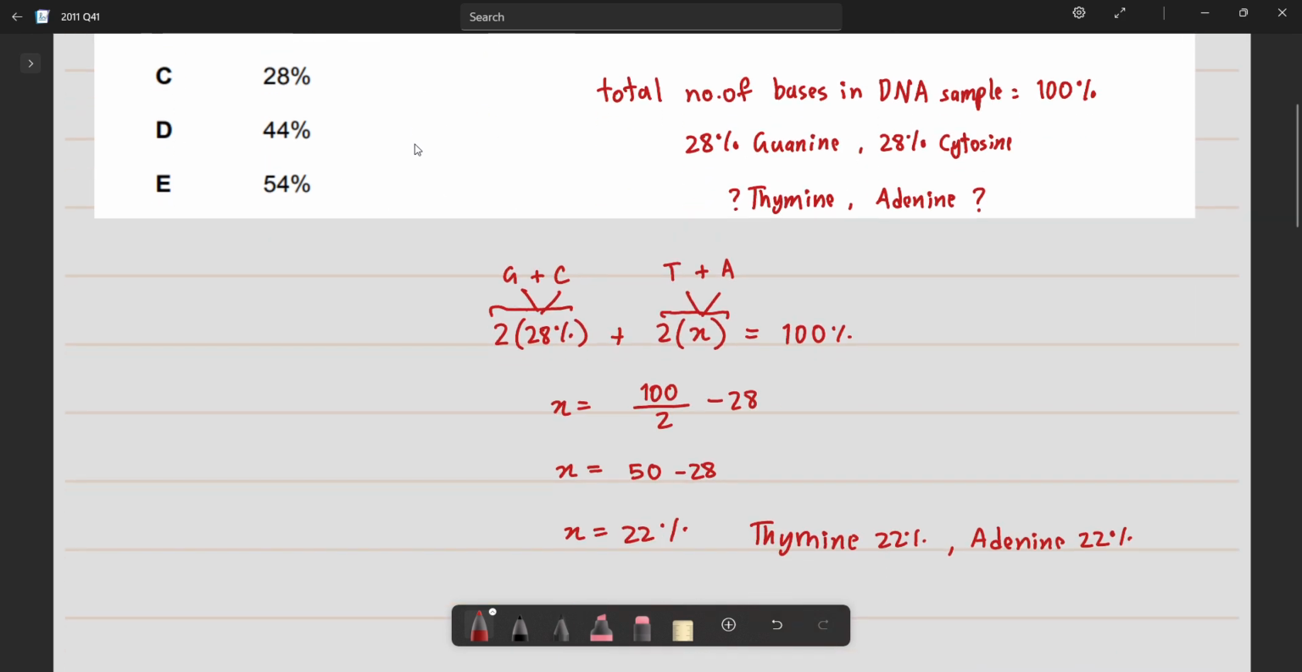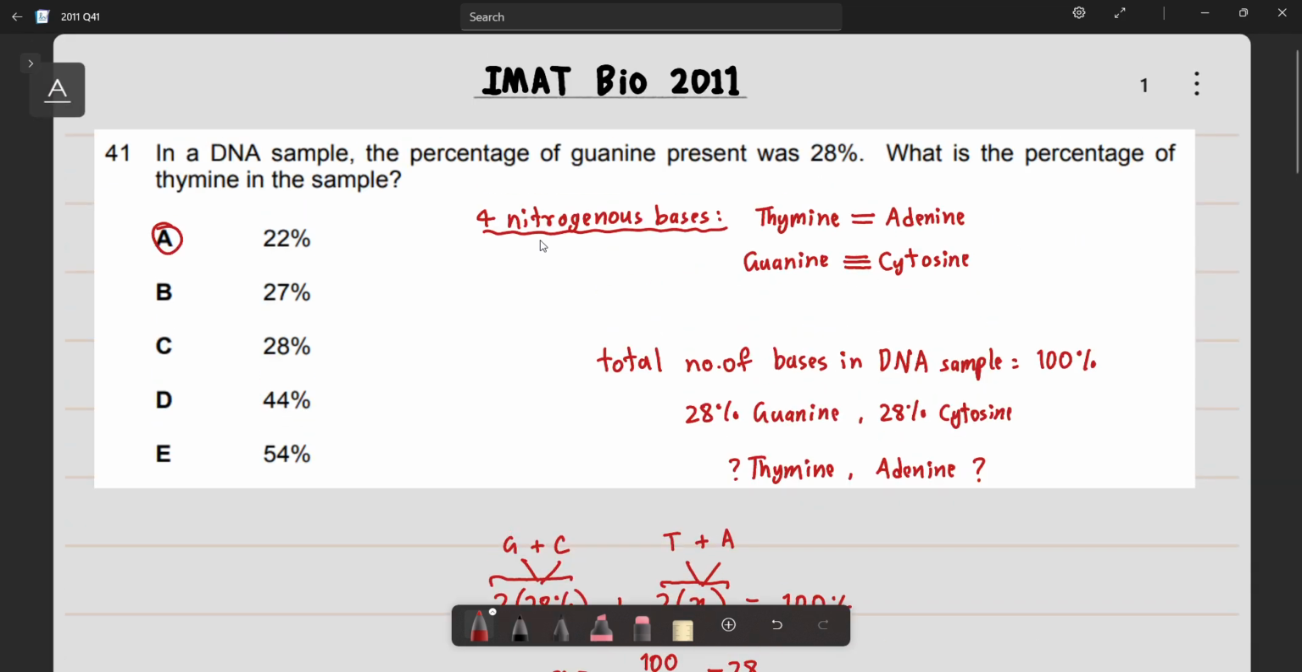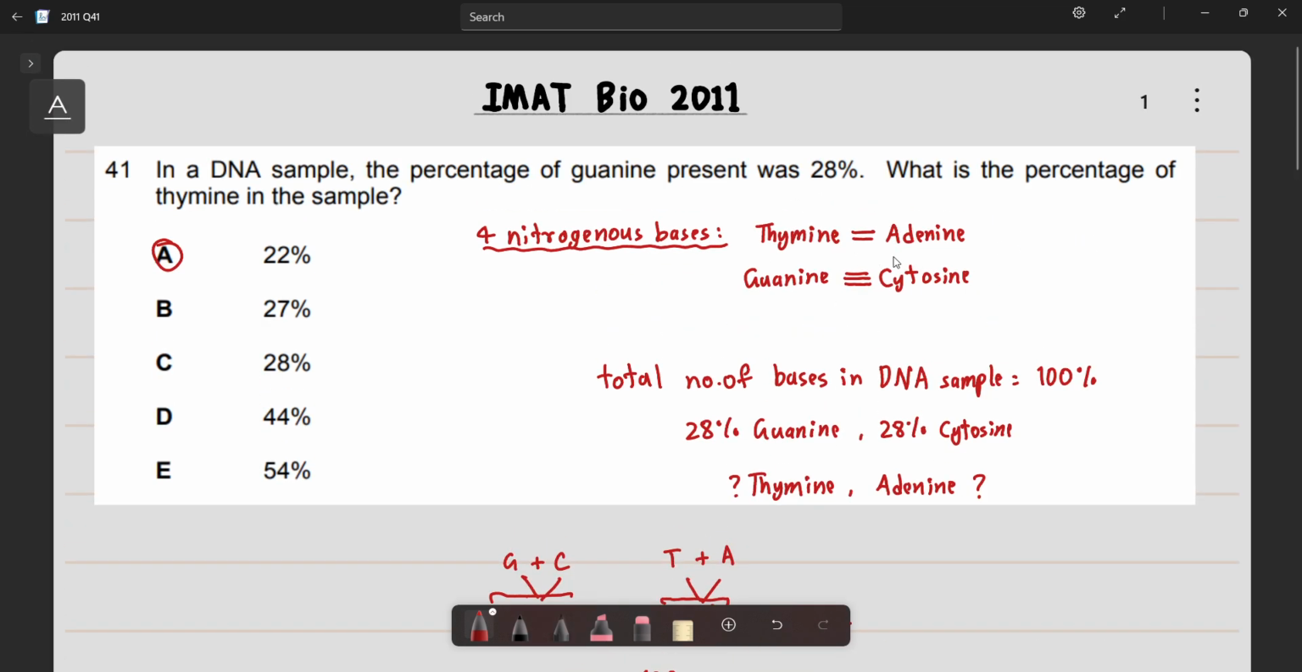That's how we solve this question. It's pretty easy. All you need to know is the base pairs and the four main nitrogenous bases in DNA. So that's how we solve this question.